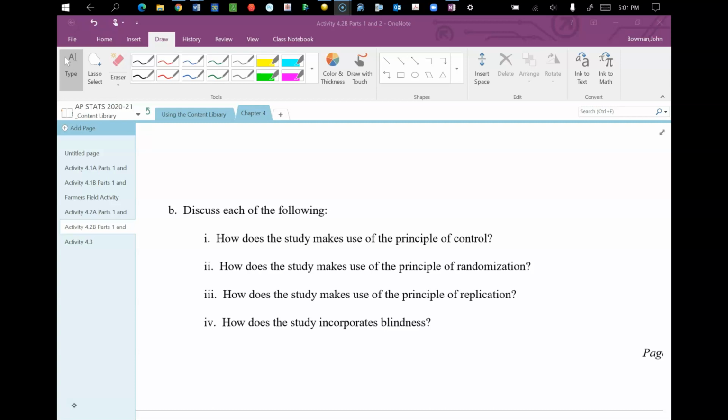What it does is, if there is a placebo effect, it will occur in both the treatment group and the control group. If the mothers tend to get better because they feel like they're getting a treatment, both groups are getting a treatment. One group just doesn't know that the treatment is a placebo.